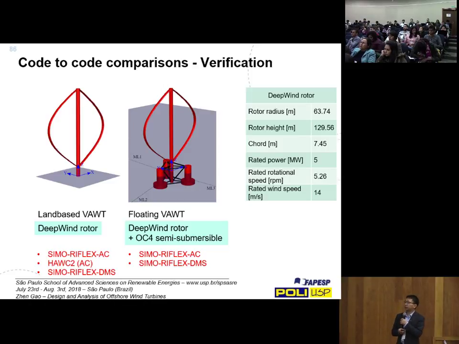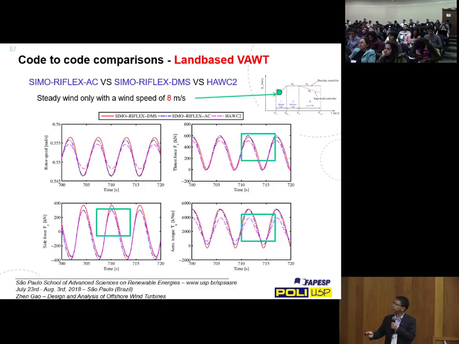Now we look at some comparisons we have done. First is code-to-code comparison. Basically, we look at the code we developed and also compare with HAWC2, for bottom-fixed and floating ones. Here we are just showing some examples for low wind speed operation, which are steady operation. And here I'm showing some of the results in terms of torque and the thrust force.